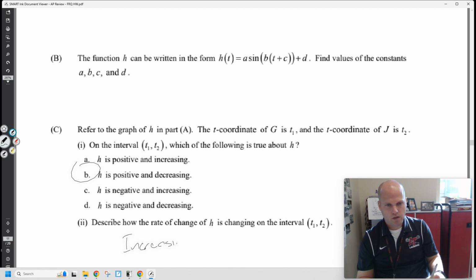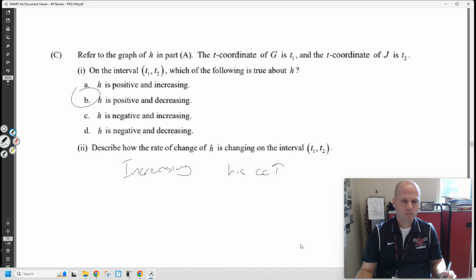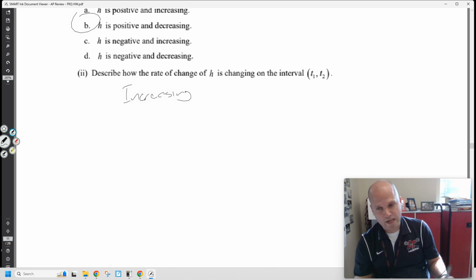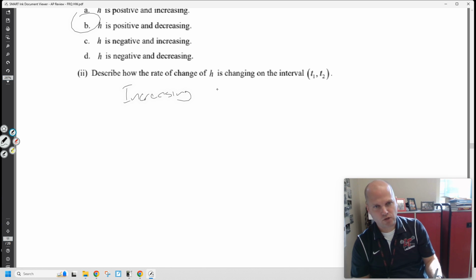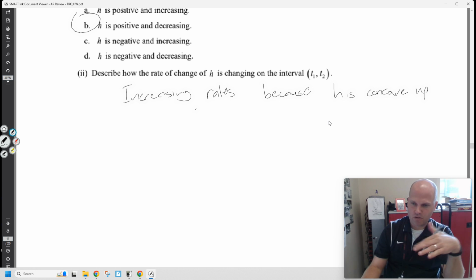Why? Because we are concave up. Increasing because H is concave up. Just say increasing. The rates of change are increasing. Don't say increasing concave up. Don't say that. You say it's increasing because H is concave up. But they don't ask you to justify. So we are decreasing at an increasing rate.